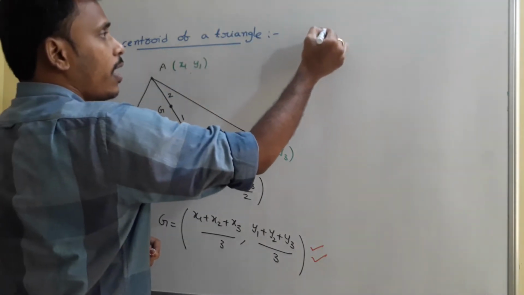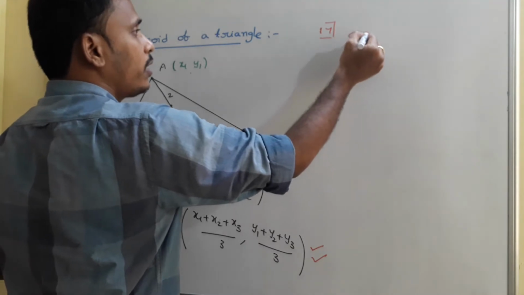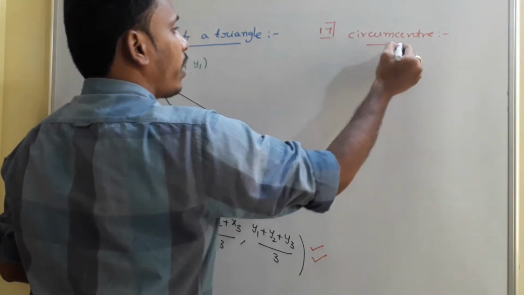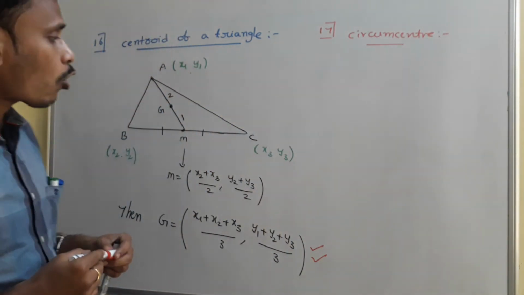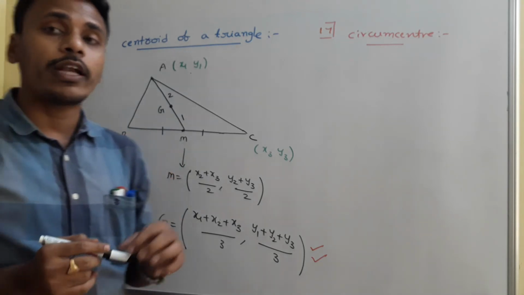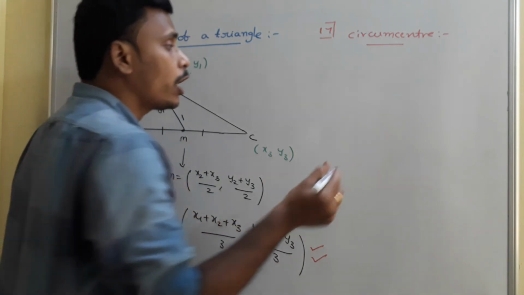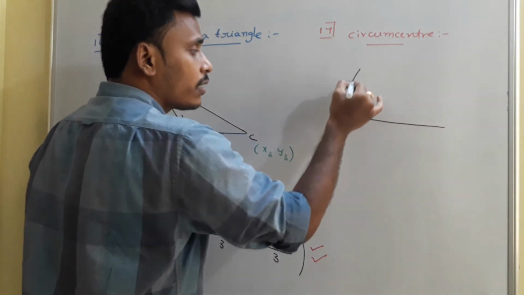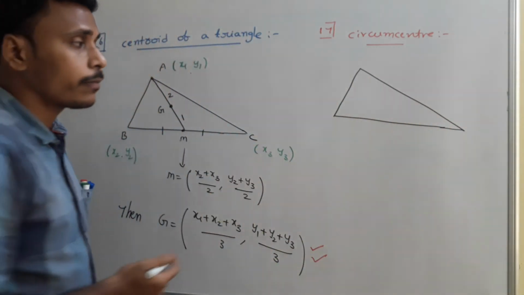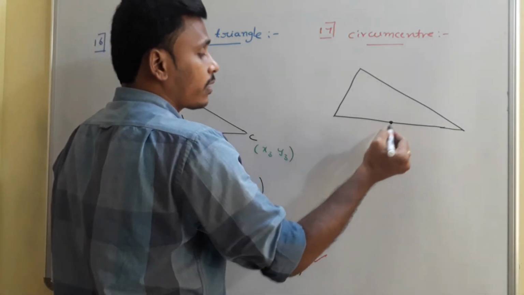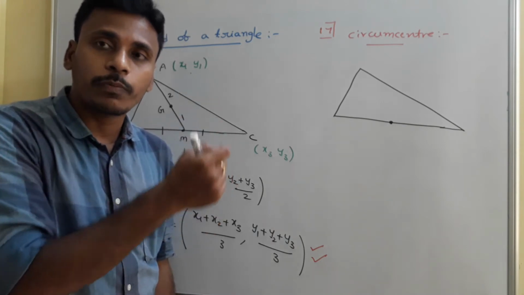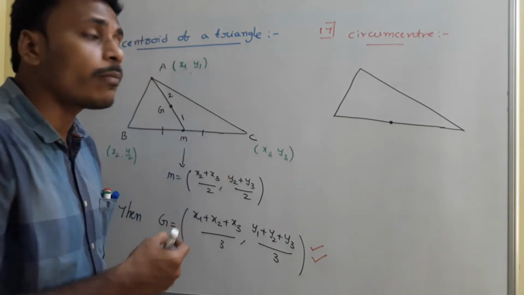This is about the centroid. The next one is the circumcenter. As I said, the centroid is the point of concurrency of the medians, whereas the circumcenter is the point of concurrency of the perpendicular bisectors. Perpendicular means it is perpendicular, and bisector means it will bisect.